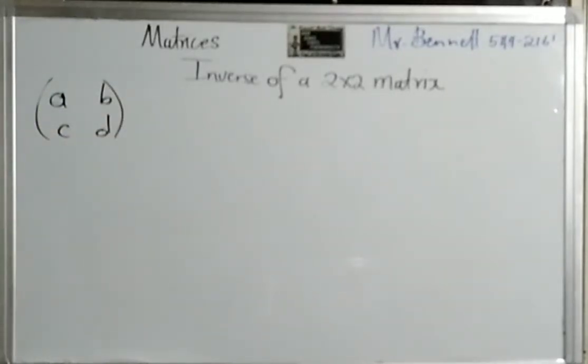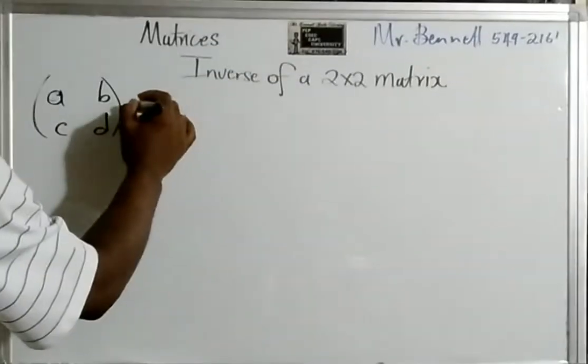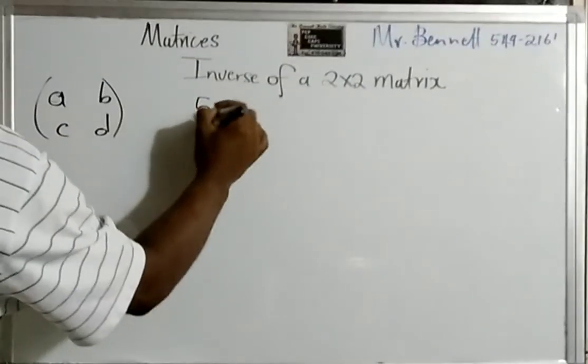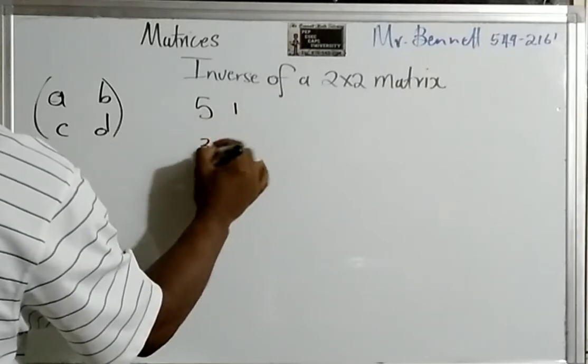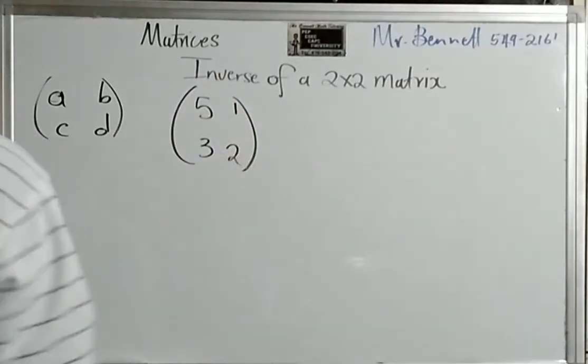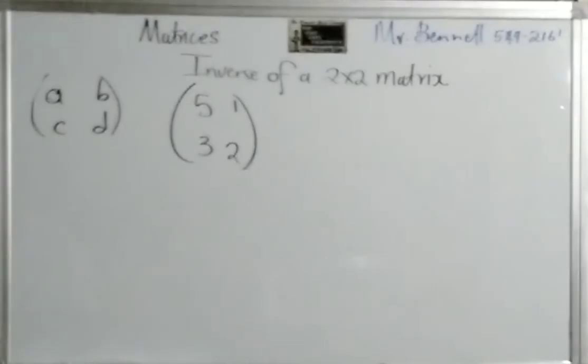So let us put that in perspective. Let us put some numbers, right? So let us say 5, 2, 1, 3. And you're asked to find the inverse of that 2 by 2 matrix.